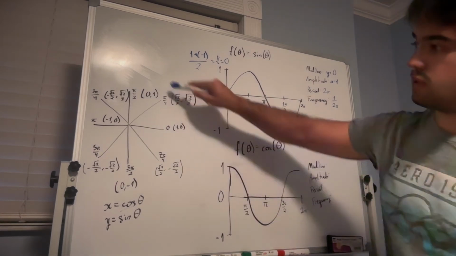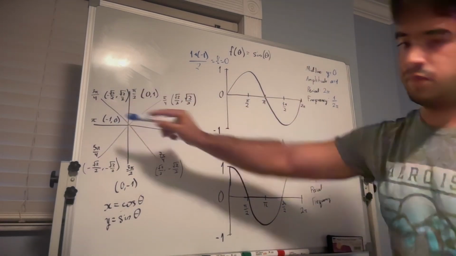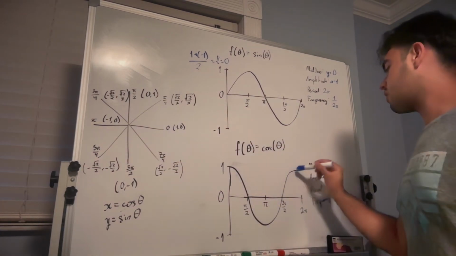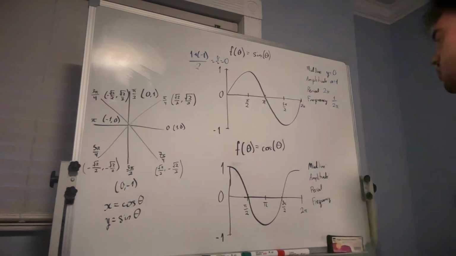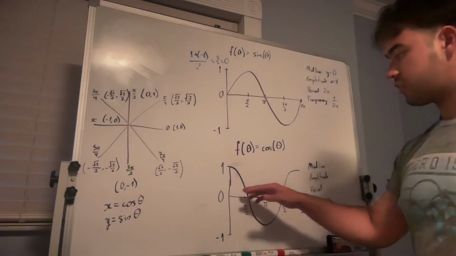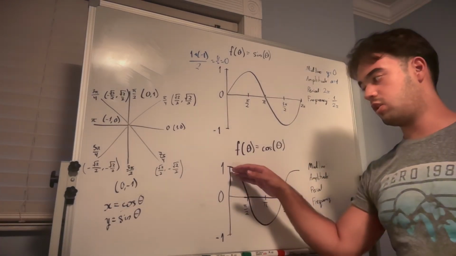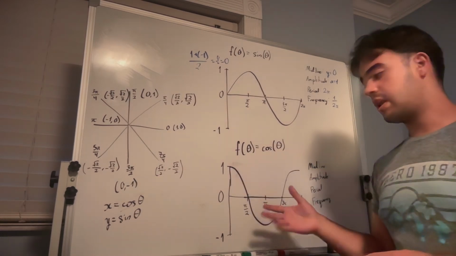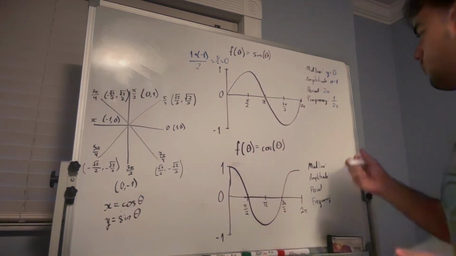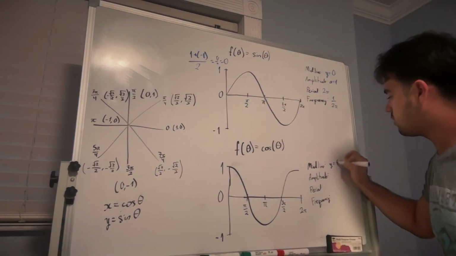Right? Starts at 1 and dips down to -1 at pi. And then it comes back up, so at 2 pi, it's back at 1 and ready to fall down again. So again, let's look for our midline. We have -1 and 1 as our minimum and maximum. So our midline has to be 0, just like we saw here. So y equals 0 is our midline.